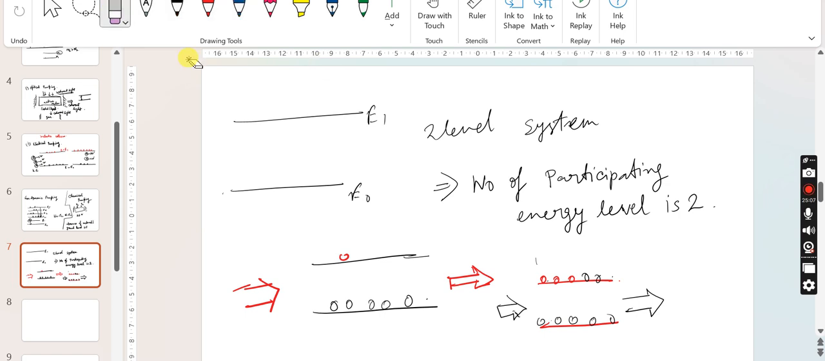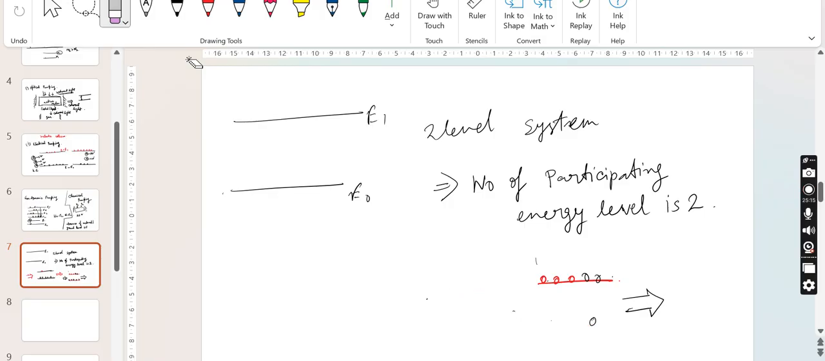So that's why two-level systems are not the ideal case. We cannot achieve lasing action with a two-level system. There's no question about that.